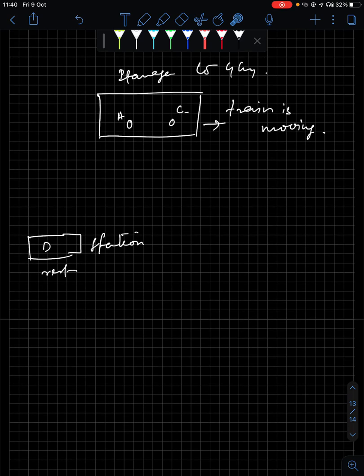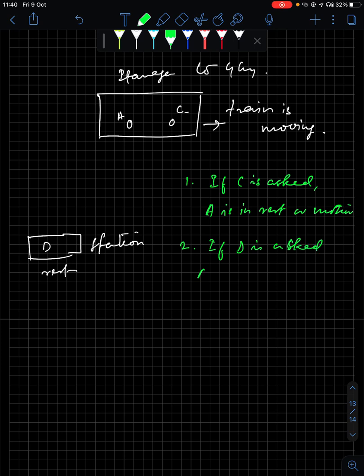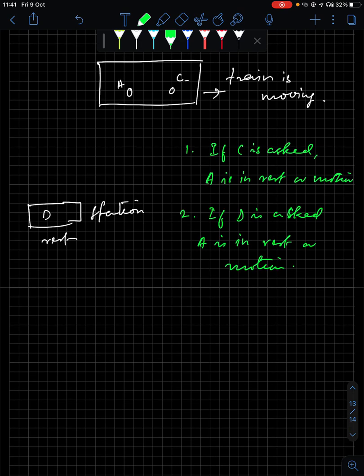Now I ask you some questions here. Number one, if C is asked, A is in rest or motion, mind it, both A and C are sitting inside the train. If D is asked, A is in rest or motion. Now what will be the answers? What will be the possible answers?